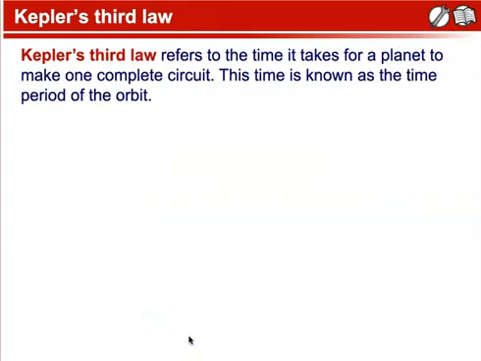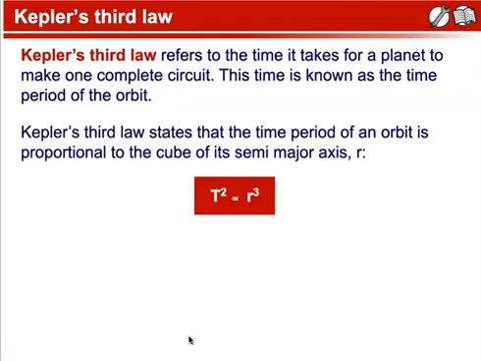Kepler's third law refers to the time it takes for a planet to make one complete circuit. This is known as the time period of the orbit. Kepler's third law states that the time period of an orbit is proportional to the cube of its semi-major axis, r.